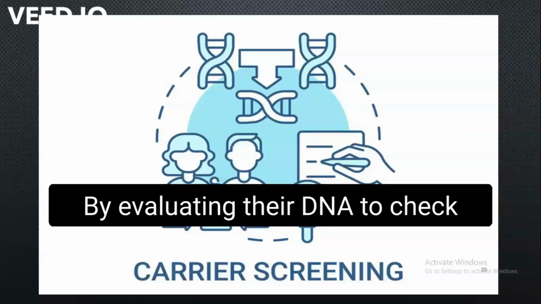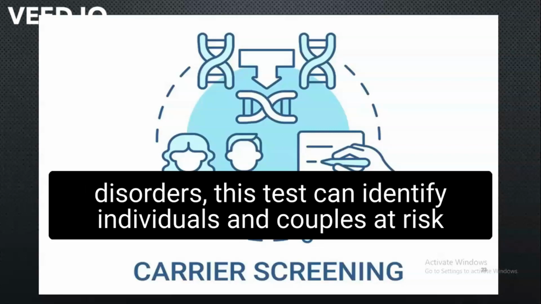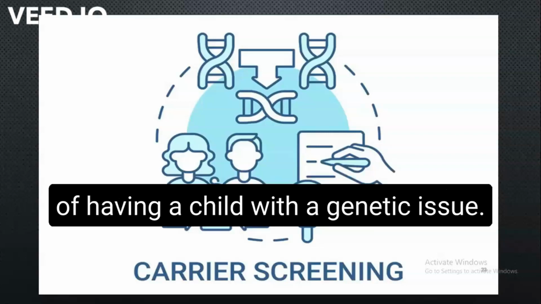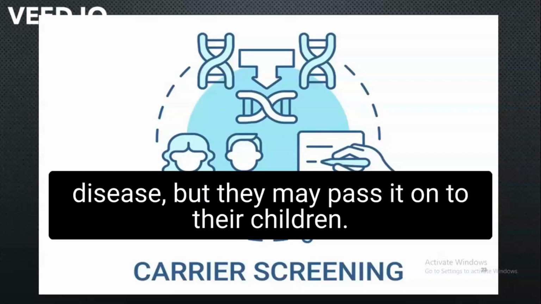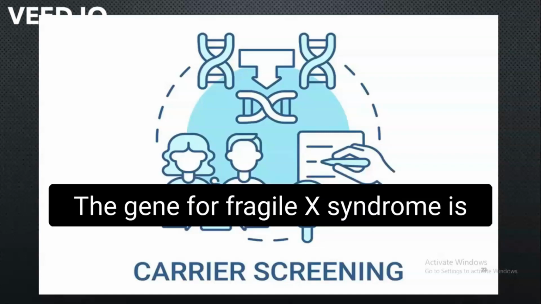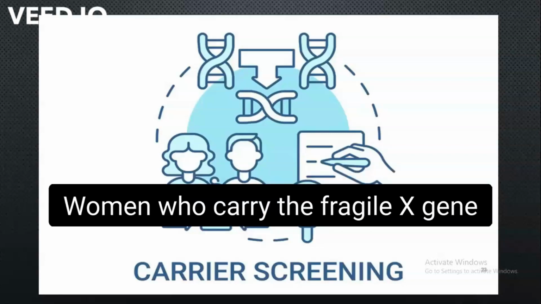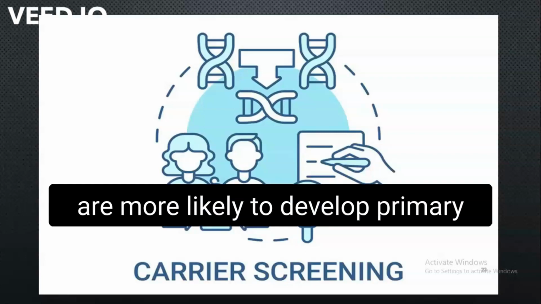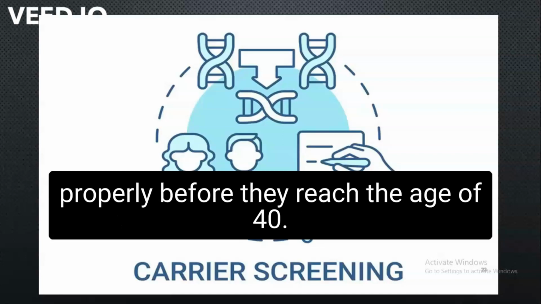By evaluating their DNA to check if they are a carrier for a number of genetic disorders, this test can identify individuals and couples at risk of having a child with a genetic issue. Carriers of a hereditary disorder are unlikely to develop the disease, but they may pass it on to their children. The gene for Fragile X syndrome is included in several carrier screening panels. Women who carry the Fragile X gene are more likely to develop primary ovarian insufficiency, which happens when the ovaries stop working properly before they reach the age of 40.